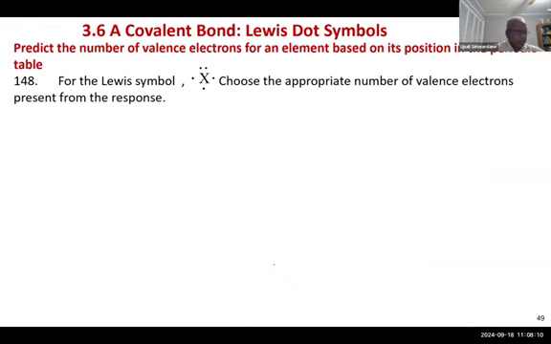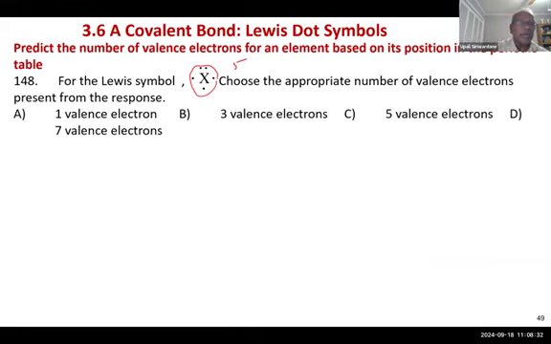For the Lewis dot symbol, that's the element with 5 valence electrons. It's just like nitrogen, the phosphorus group. The appropriate number is 5 valence electrons. Therefore, this symbol indicates 5 valence electrons. C is the correct answer.